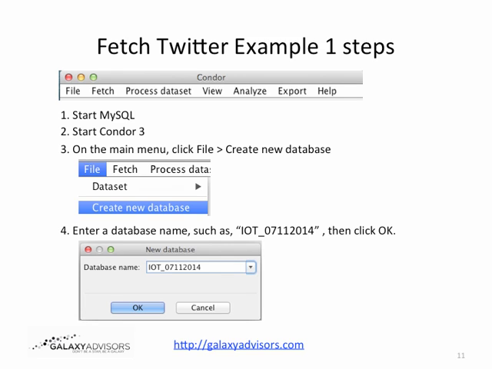So let's look at our example step by step. Step 1, start MySQL. Step 2 is to start Condor 3. In step 3, in the main menu, click File, Create New Database. Step 4, enter a database name such as IoT underscore, and I put a date here, July 11, 2014. The main thing about a database name is short, no spaces, no special characters, although you can use an underscore.